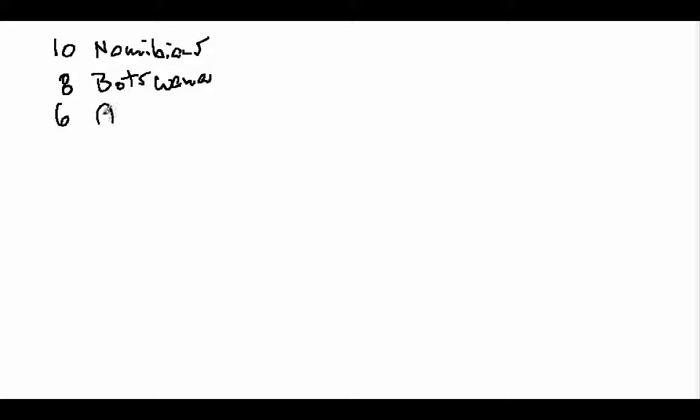Let's consider one more example of that. These are pretty straightforward. Let's suppose that in a room there are 10 Namibians, and let's suppose that there are 8 people from Botswana, and let's suppose that there are 6 people from Angola. And we want to make a committee of 5.